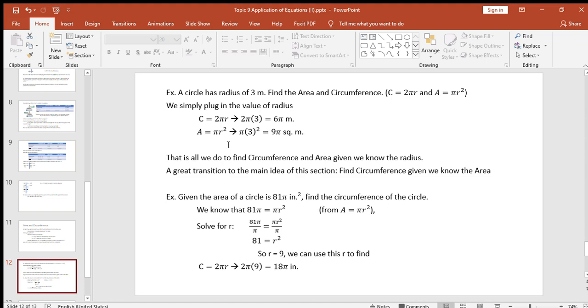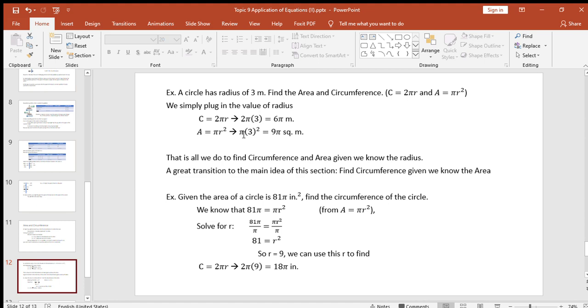Now let's move to area. Area is pi r squared, right? And then we're just going to apply 3 to r, and it's going to be pi r squared. R squared is basically what? 9. So it's going to be 9 pi square meters, or 9 pi meters with the 2 on the top.